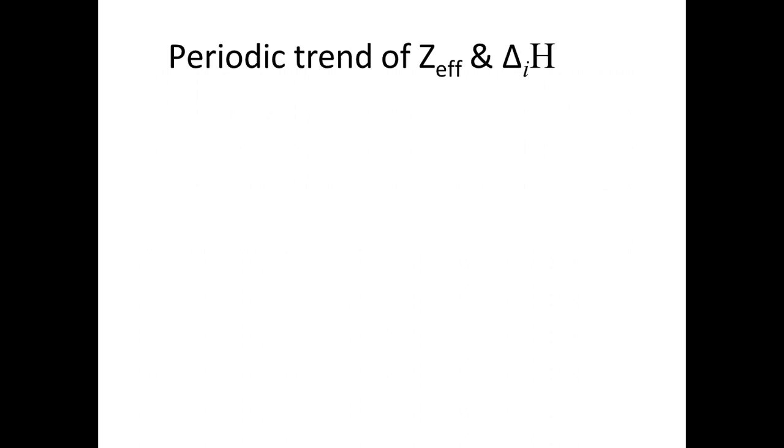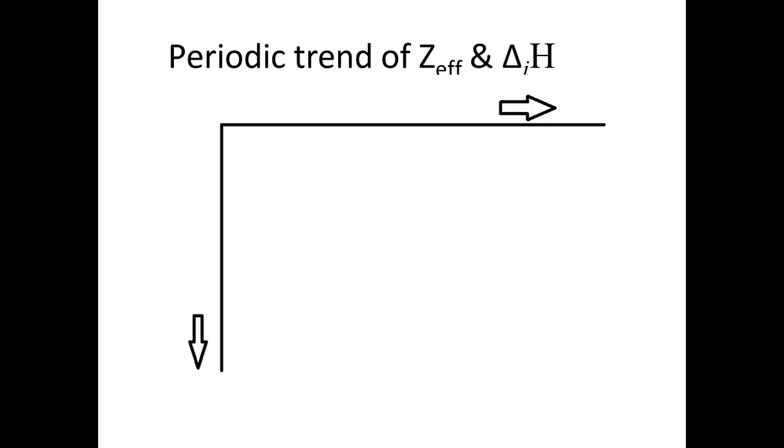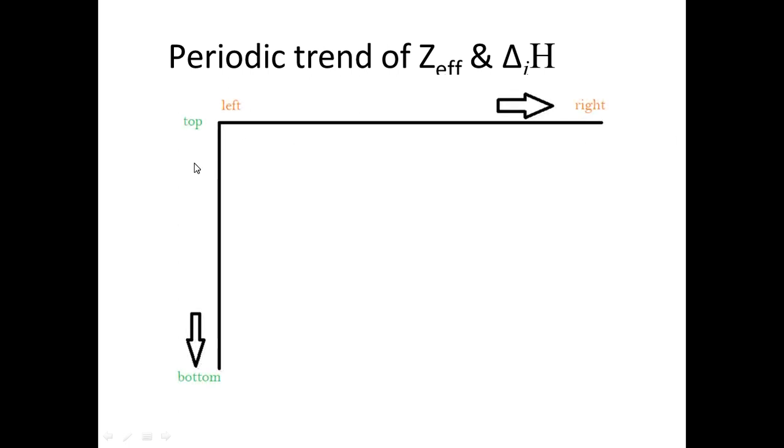So now we see the periodic trend: Z effective and delta H, how they vary along periods and groups. So we find a common graph here. This arrow represents that we move from left to right inside the period, and that arrow represents that we move from top to bottom inside a group.